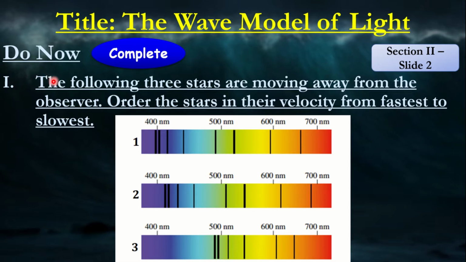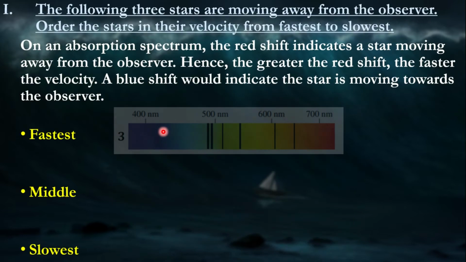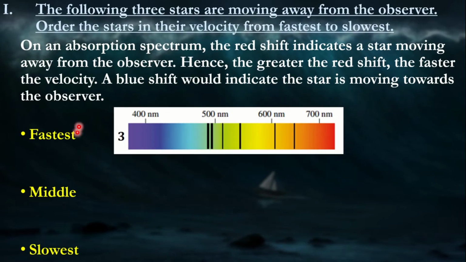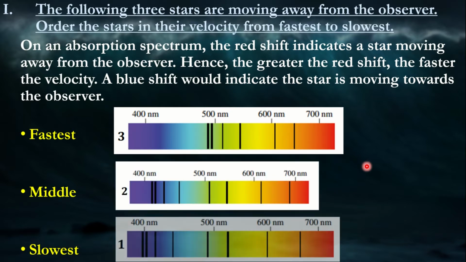To start the lesson, we're going to do the following do now question. We have the absorption spectrum of 3 different types of stars, and we want to order the stars in their velocities from the fastest to the slowest in terms of their perspective speeds to the observer. So number 3, that is the one that's moving fastest. Then we have our second one, and then we have our slowest one.